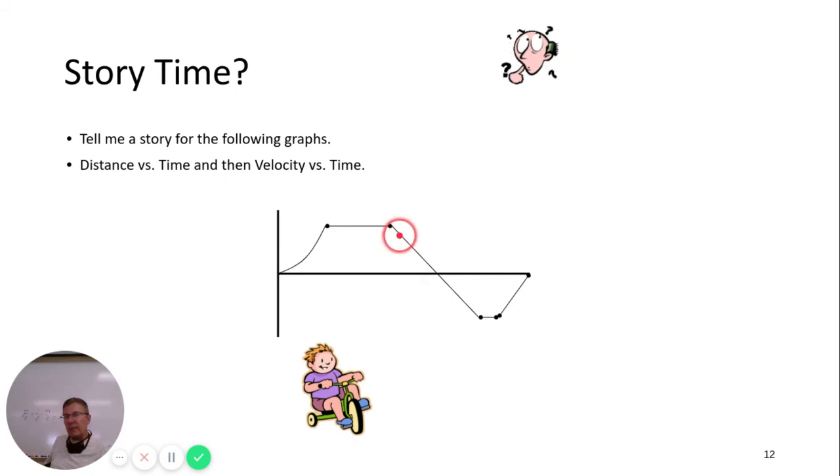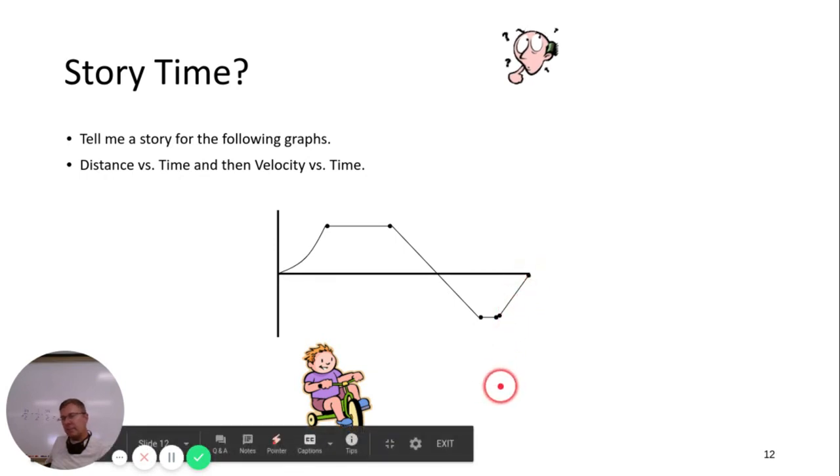So he starts pedaling home, pedaling home. He gets to home, and then he keeps going past. He gets to Mr. Softy. He stops. He buys his ice cream, and then he gets on his tricycle and he pedals back home. Constant speed. So that's kind of a story.